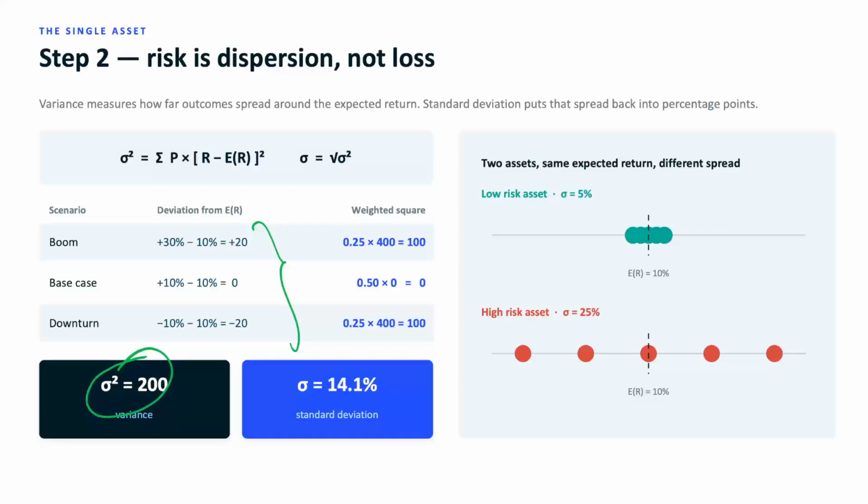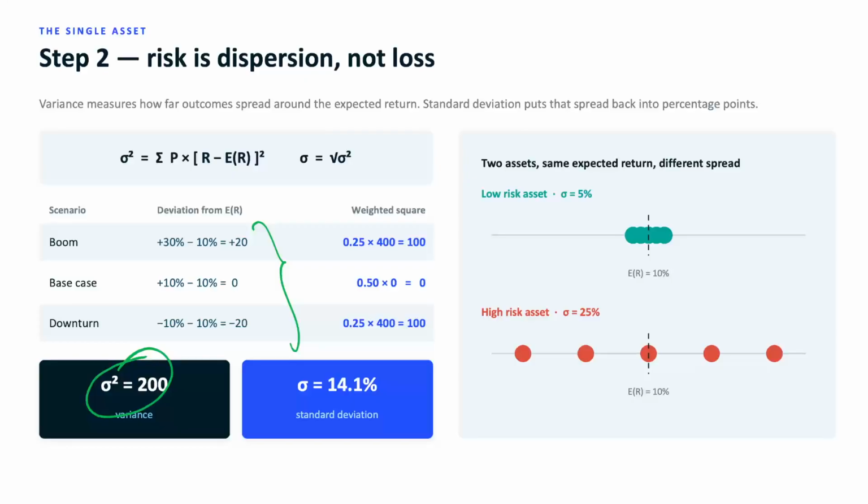Variance is a brilliant working number, but it's a terrible number to say out loud because it is in squared percentage points, which means nothing to a human. So we take the square root. And once you take the square root, 14.1%, that's the standard deviation. And now we are back in the same units as our return.